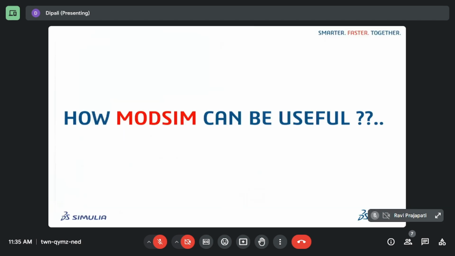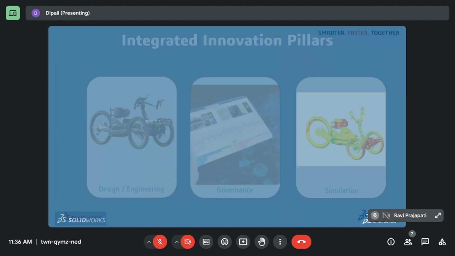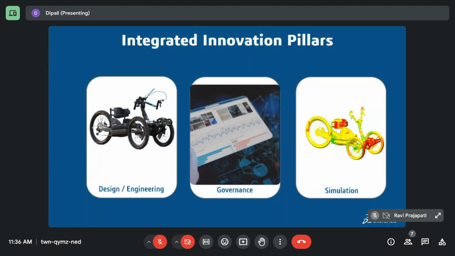Indeed, very interesting. So I hope that now you have a clear idea of what is meant by MODSIM and its essential requirement for any engineering company. Okay. Now let's try to understand how MODSIM is actually helpful to any engineering company. Any engineering company has three innovation pillars.